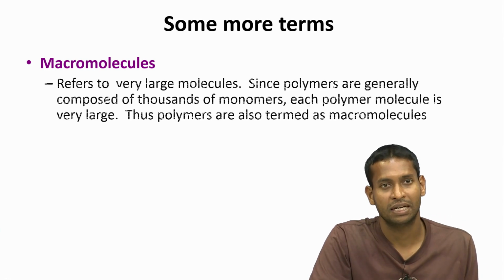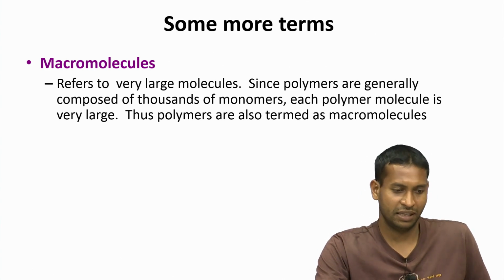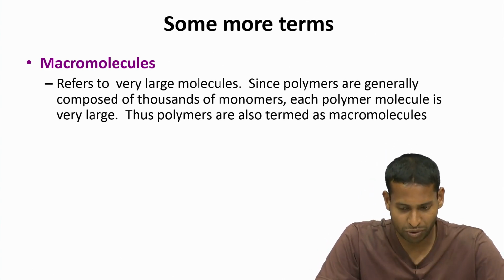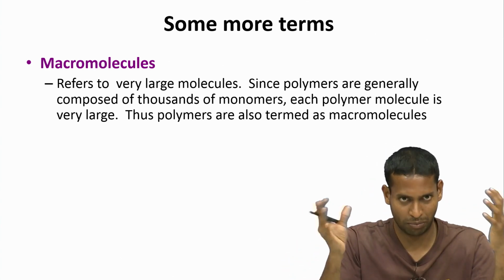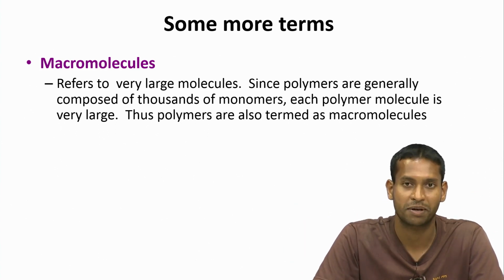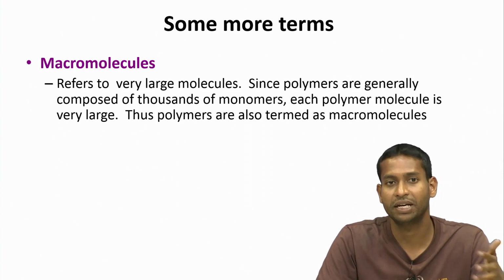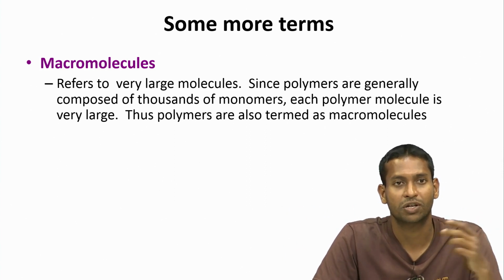So, some more terms when we talk about polymers. These can be macromolecules, which refers to very large molecules. These can be composed of thousands of monomers, and each polymer molecule is extremely large. Thus, polymers are also termed macromolecules. Our DNA is a macromolecule because it can be extremely long, proteins can be extremely long. So, those are all macromolecules.